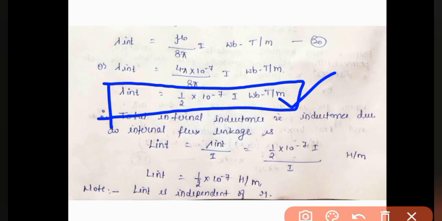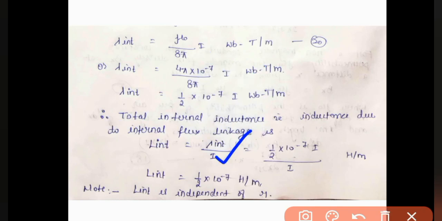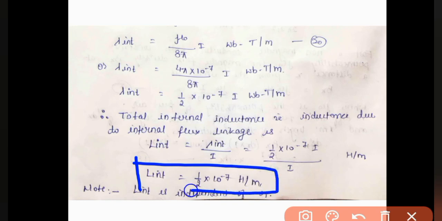Now we want to find out the inductance of the conductor due to the internal flux. And inductance is what? Flux linkage divided by current. And flux linkage here, internal flux linkage divided by I. By cancelling out the I, we can get the internal inductance, that is the inductance due to the internal flux linkage in the conductor becomes this.